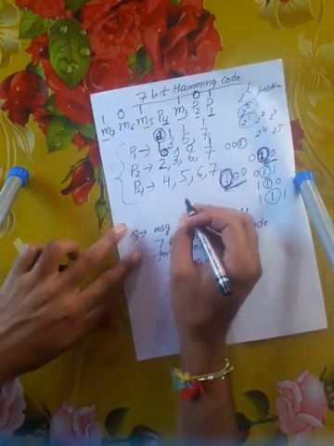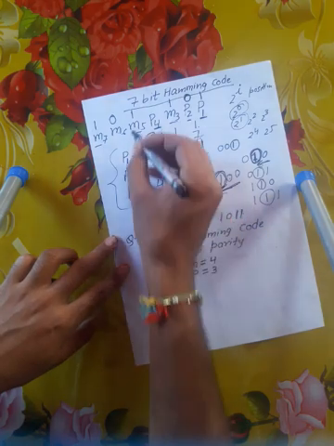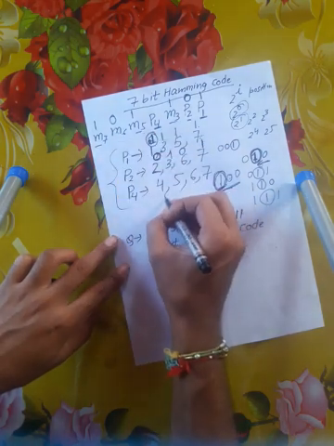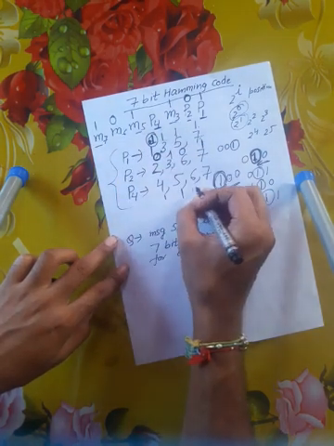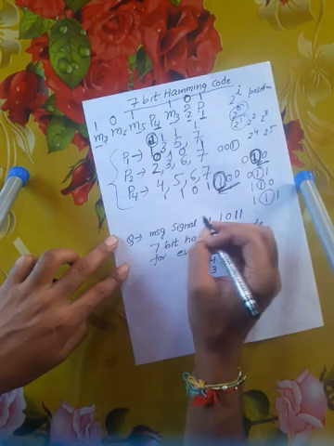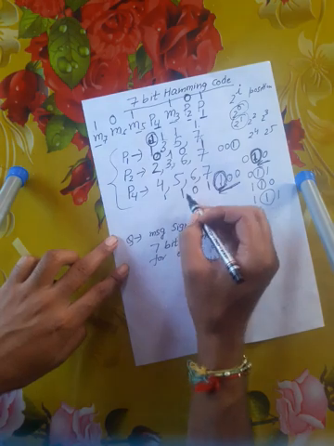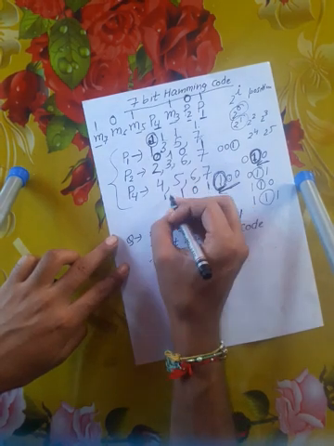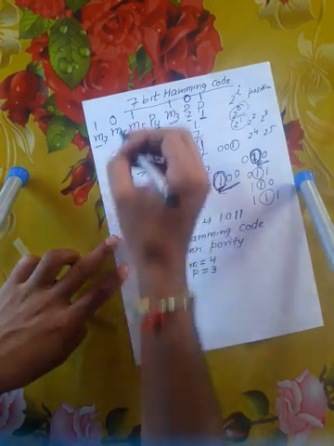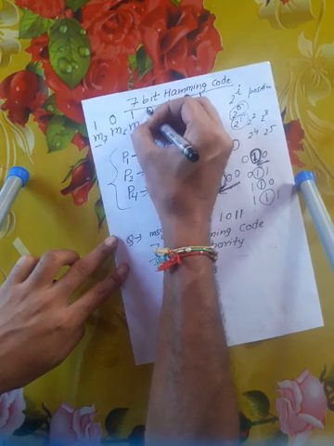Now for P4, 5, 6, 7. What is the value? 5, 6. This is 1. Sorry, this is 1. This is 0. And this is 1. 1, 0, 1. So what should be the value of this P4? Because there are already 2, 1, so it must be 0. So this will be 0.